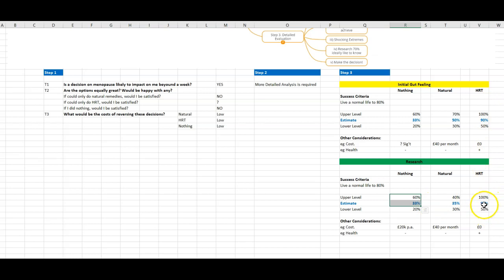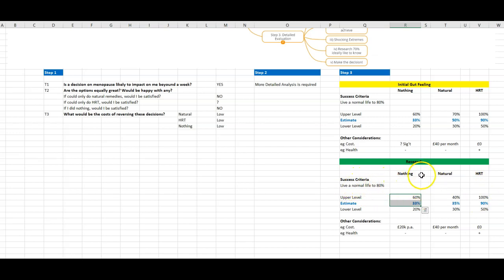Most women don't suffer adverse side effects from going on to HRT. There are some additional health benefits. The health benefits outweigh the health risks. So on the whole, from this analysis, if I was a woman, I would choose to go on HRT to optimise my success criteria, which is to live a normal life, not impact on my work life, etc.